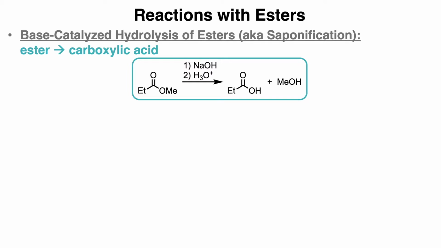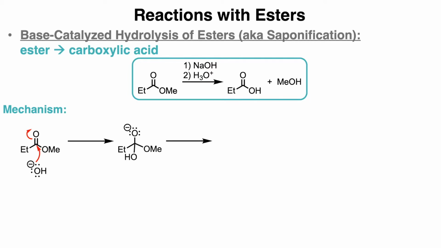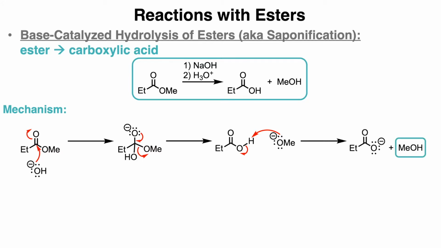The first reaction is base catalyzed hydrolysis of esters, which is also called saponification, and this reaction turns an ester into a carboxylic acid. The mechanism starts with nucleophilic attack of the hydroxide ion to form a negatively charged intermediate. Then one of the lone pairs from O- comes down to reform the carbonyl and the alkoxide ion is kicked off. Then OMe- comes back and deprotonates the hydrogen atom to form a carboxylate ion and methanol. The carboxylate ion then gets protonated by an acid like H3O+ to form the carboxylic acid final product.